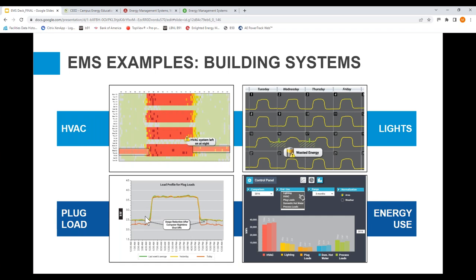So basically what happened was they implemented an energy efficiency measure and had everyone turn off their computers at night, or automatically did that. And obviously we were able to save some energy. So you're able to visually see that it actually worked, as well as being able to quantify how much energy that measure actually saved.